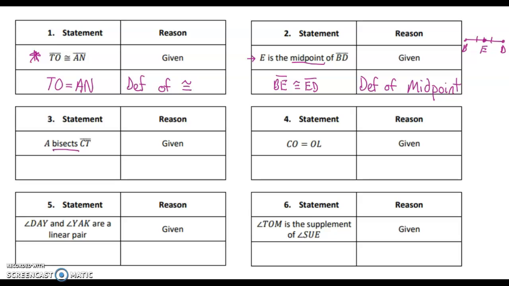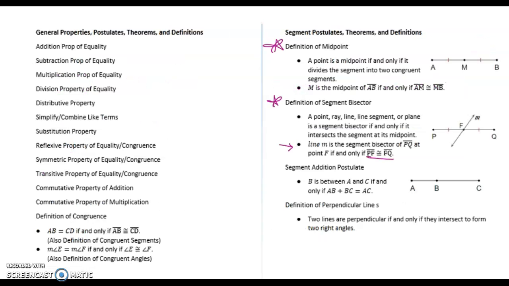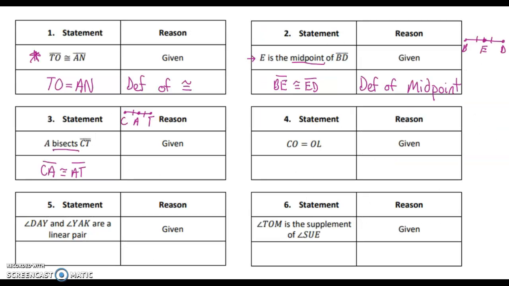So I could go ahead and make a little sketch in some spare room. So we have C, T, and A is the bisector. Therefore, it's halfway in between. So I can say that CA, the left side, is congruent to AT, the right side. And if you look at our reason, it was definition of segment bisector. So that's what I'm going to put down here, definition of segment bisector. And I'm just going to abbreviate.